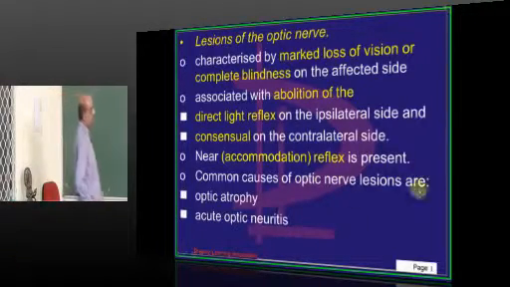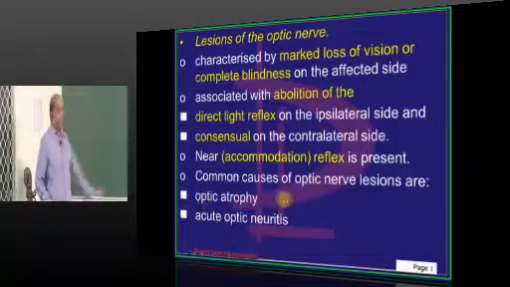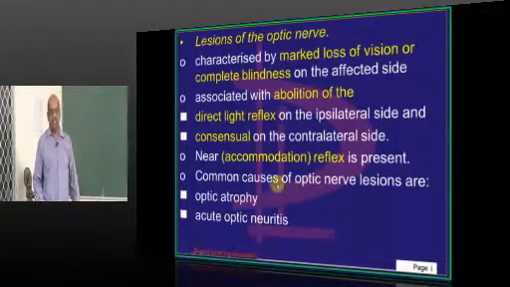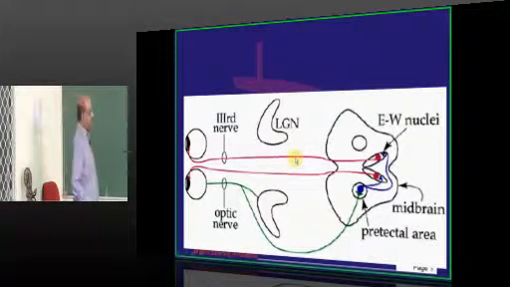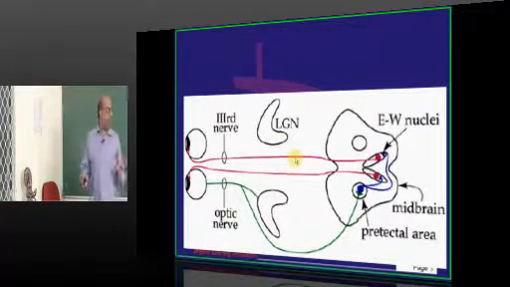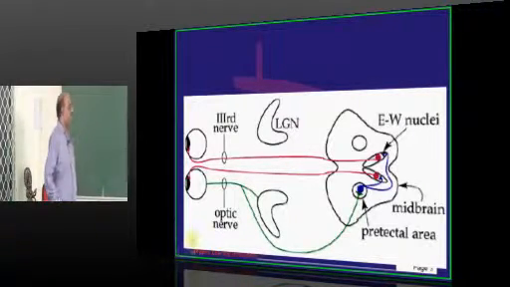Now, what are the causes where the optic nerve can get affected? Optic atrophy, optic neuritis, anything can lead to that. Now, doctor, how is this light reflex basically mediated? It's very important to understand.